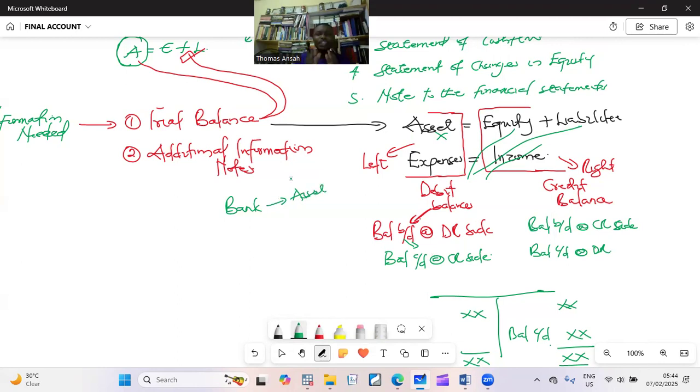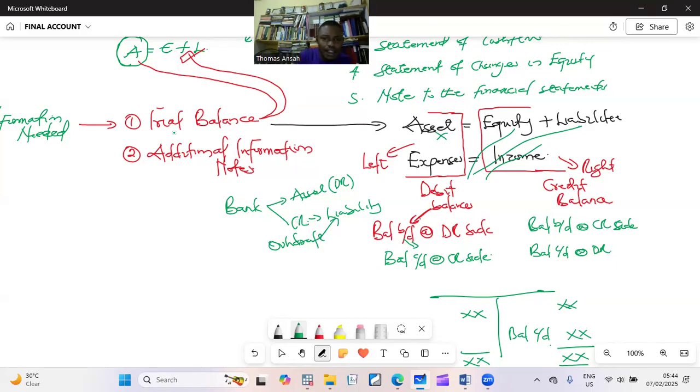So the balance brought down should be at the debit side. But if the bank happens to be at the credit side, then it means that it has changed to become a liability, meaning that the bank is an overdraft. We have rather borrowed money from the bank. It's an overdraft. So you need to understand the dynamics about that.